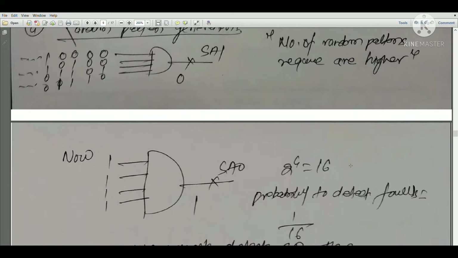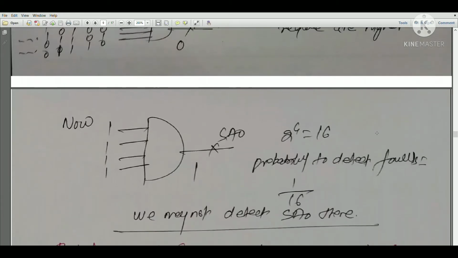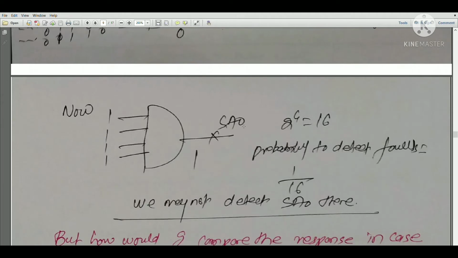Now see this logic. If you are talking about the stuck at 0 fault, and I want to have the logic 1 here, then all the inputs applied at the input of the AND gate have to be 1, because I want to test the stuck at 0. So if I want to test stuck at 0, the output should be 1. And in order to make the output 1, all the inputs must be 1, then only the output will become 1, in order to test this particular stuck at 0 fault.